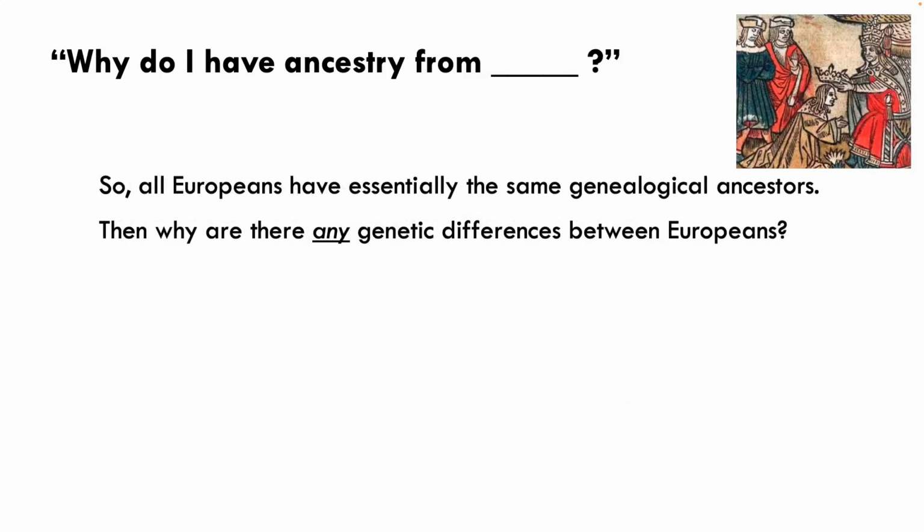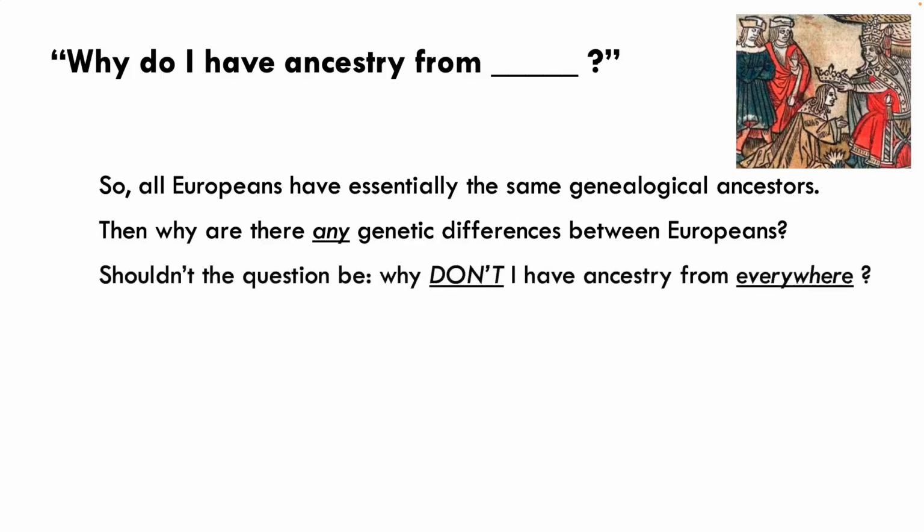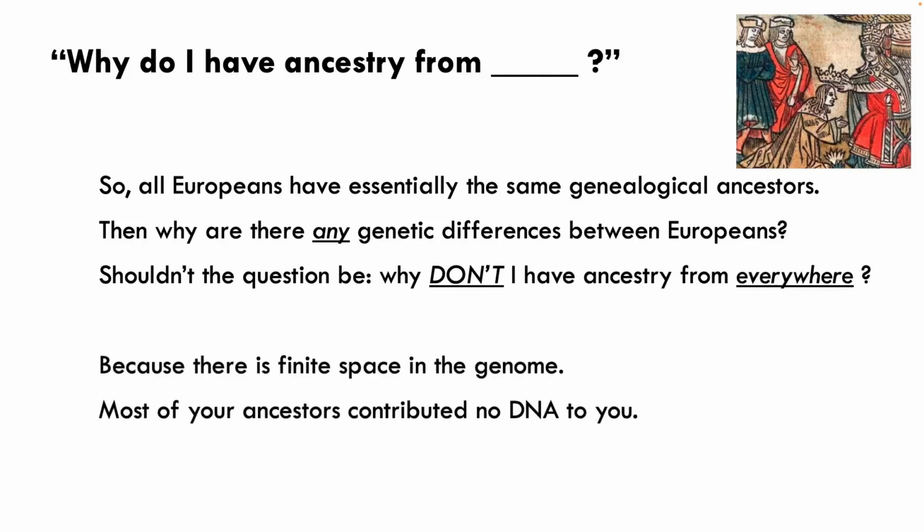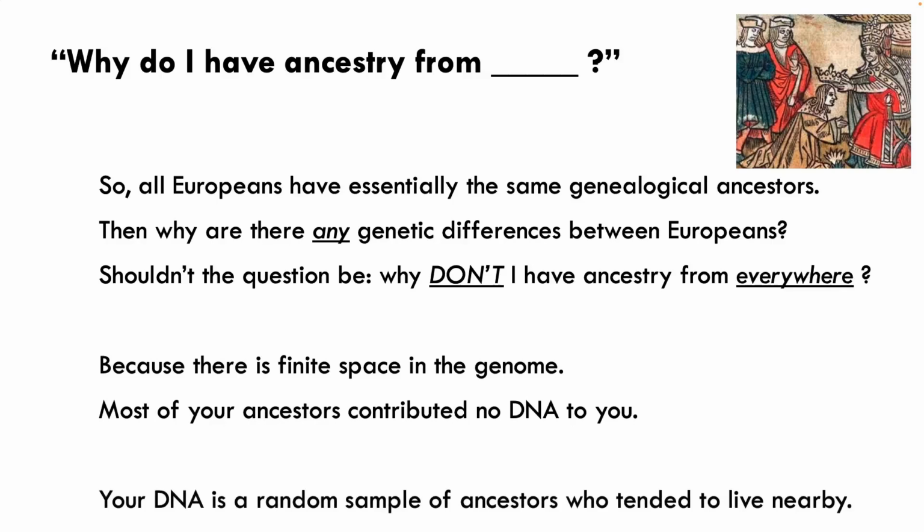So, all Europeans have essentially the same genealogical ancestors. Then why are there any genetic differences between Europeans at all? That should be the question. Shouldn't the question be, why don't I have ancestry from everywhere? Well, the answer is because there is finite space in your genome. Most of your ancestors contributed no DNA to you whatsoever. Your DNA is really a random sample of ancestors who tended to live nearby where you are or where your recent ancestors lived.